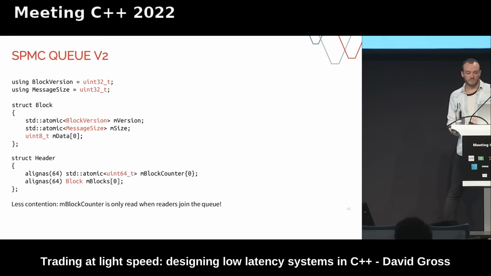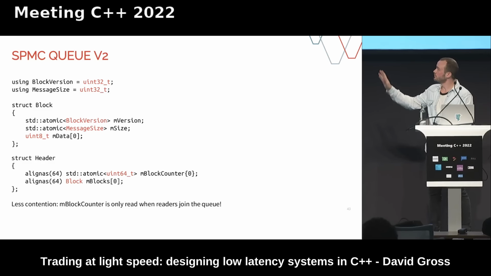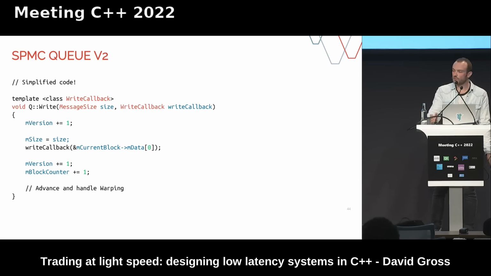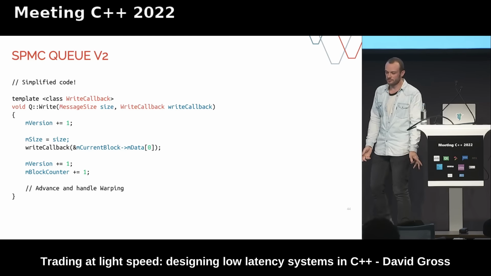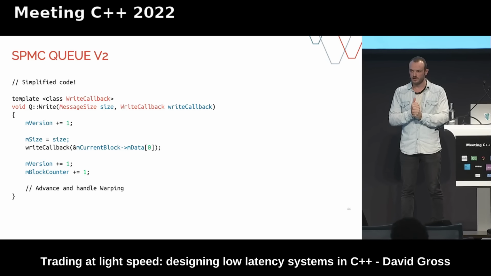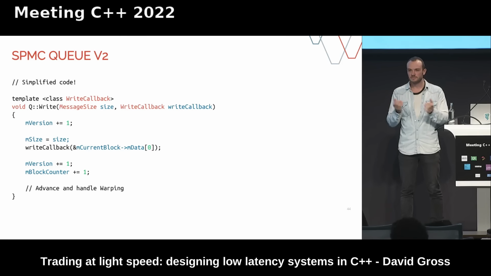So this is now how it looks like. We have a header with still an atomic variable, but now the big difference is that this header is only used when readers join the queue. The rest of the time, they're going to use the one per block. And so the code looks like this. Again, a simplified version. I didn't want to go through all the atomics because it's a bit tricky. You actually need fences to implement this. But this looks familiar. What is it? It's a SEQLOCK that we saw just a few slides before.